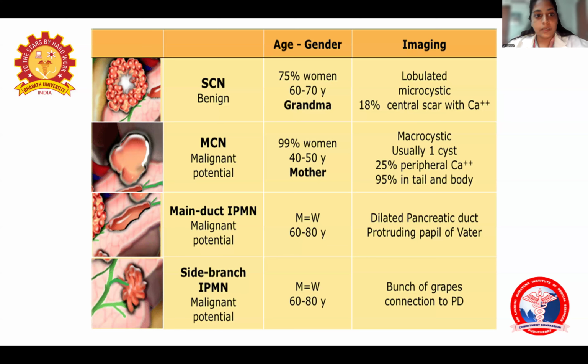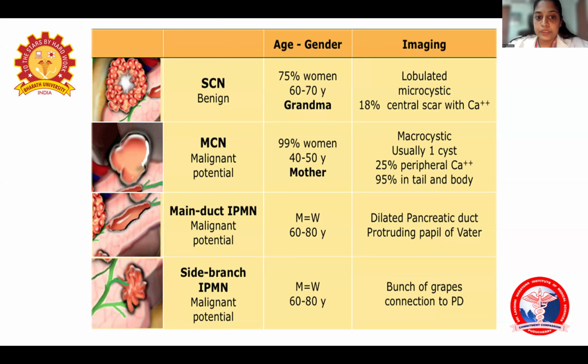How does it appear? It appears as a lobulated microcystic lesion with a central scar, with calcification. So, serous cystadenoma is a benign lesion. It presents in women in an age group of 60 to 70 years. It is multilobulated, microcystic, and has a central scar with calcification.